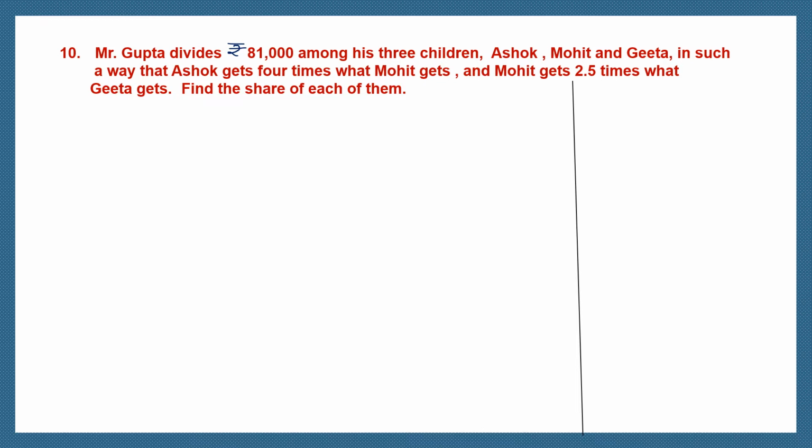Question 10. Mr. Gupta divides 81,000 rupees among his three children, Ashok, Mohit and Geeta, in such a way that Ashok gets 4 times what Mohit gets. Mohit gets 2.5 times what Geeta gets. Find the share of each of them. So the amount that's divided is 81,000 rupees.